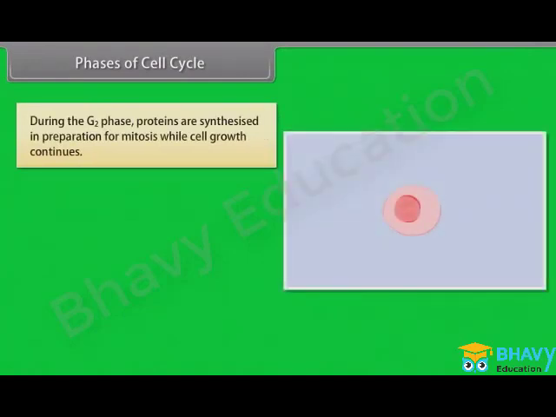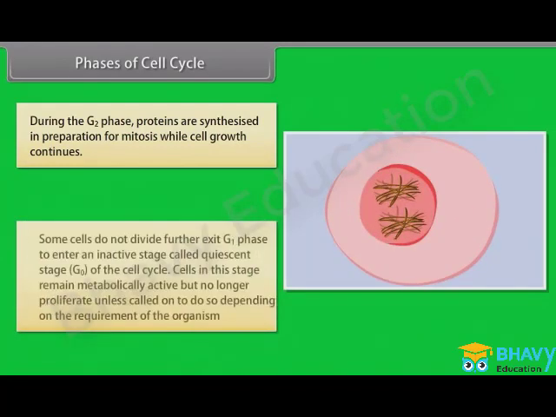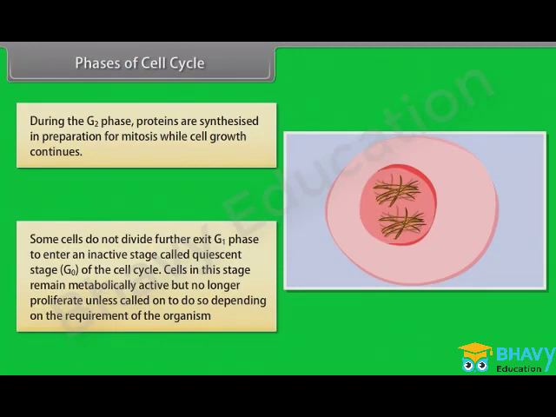During the G2 phase, proteins are synthesized in preparation for mitosis while cell growth continues. Some cells do not divide further, exit G1 phase to enter an inactive stage called quiescent stage, G0, of the cell cycle. Cells in this stage remain metabolically active but no longer proliferate unless called on to do so depending on the requirement of the organism.